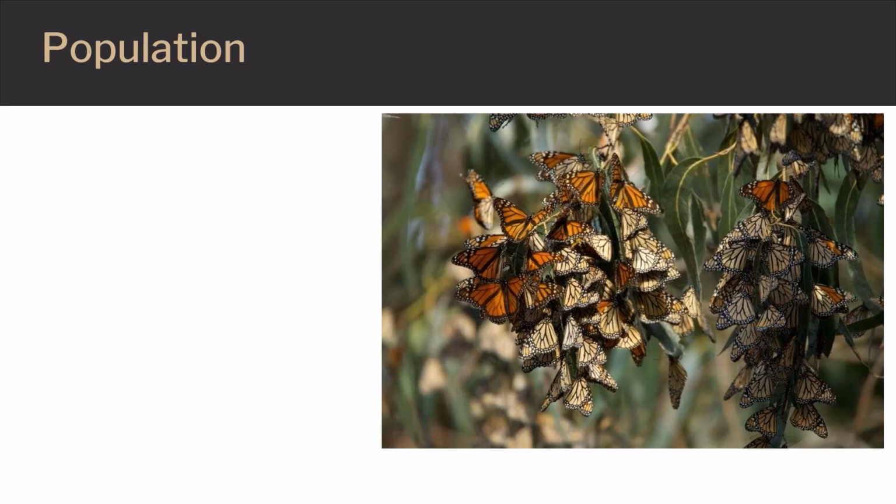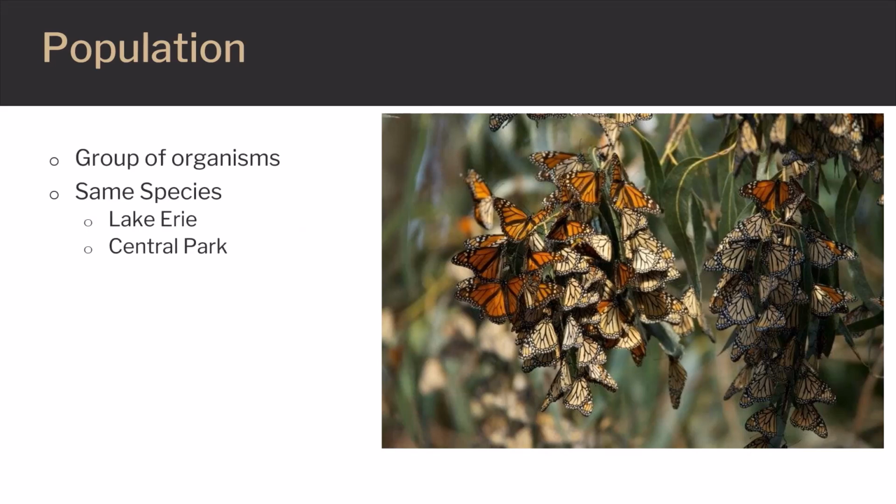A population is defined as a group of organisms that belong to the same species and inhabit the same geographical area. An example of a population would be the carp in Lake Erie or the squirrels in Central Park. Each population of organisms must find a way to be successful in their environment if future generations are to continue living.